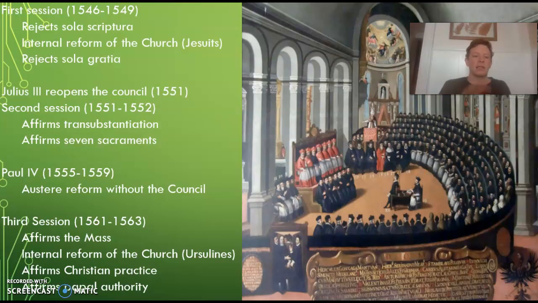In the end, at the end of this final session, 18 years after the Council first began, the Council voted overwhelmingly to submit all of the teachings of the Council to the Pope for final approval. This is a huge moment in the history of papal authority. A huge triumph for papal authority after the challenges of conciliarism and Protestantism.